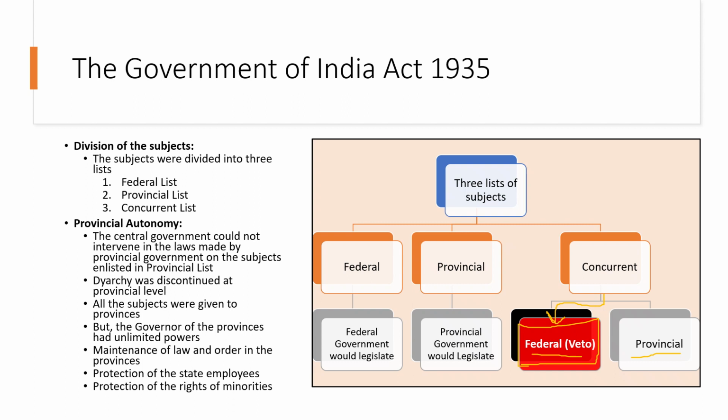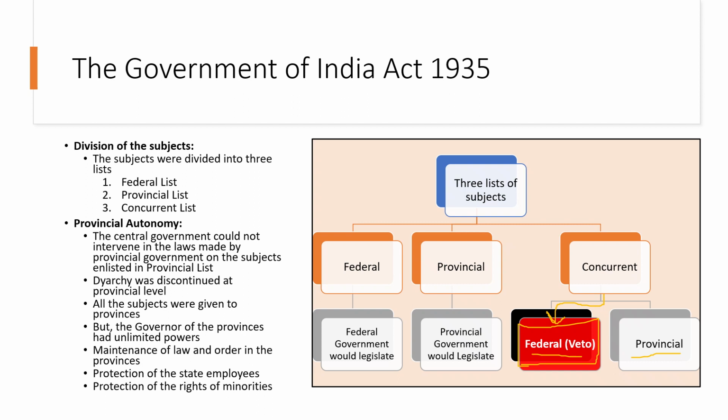Moreover, diarchy was discontinued at the provincial level, and all the subjects of provinces were given to ministries, provincial ministries. There were no reserved subjects anymore at the provincial level. All the subjects were given to provinces. But students, here, once again, the British played very well. The governors of the provinces were given more powers. They had unlimited powers, just like the Governor General of India. We would study this in the next slide.